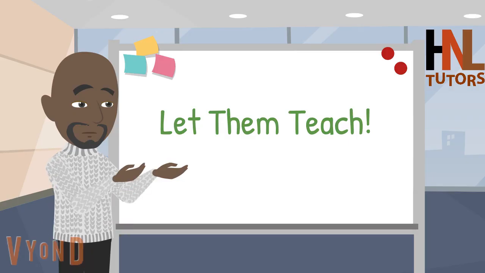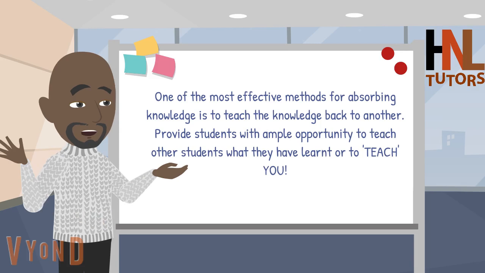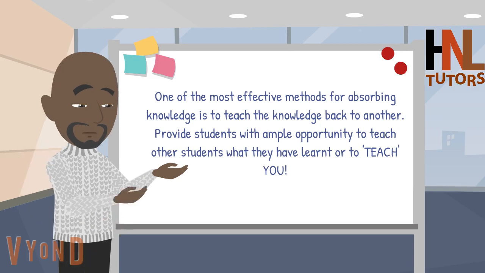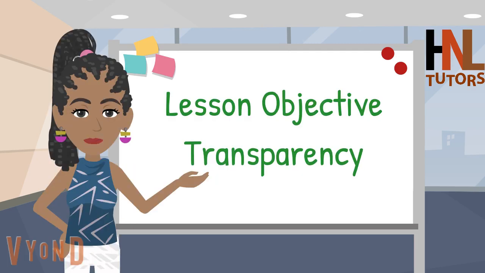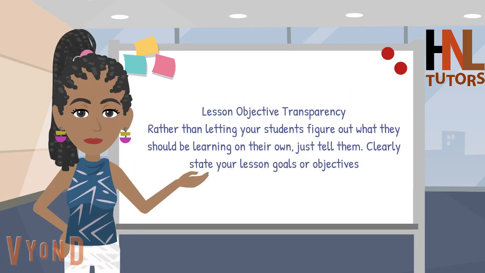Let them teach. One of the most effective methods for absorbing knowledge is to teach the knowledge back to another. Provide students with ample opportunity to teach other students what they have learned or to teach you. Lesson objective transparency. Rather than letting your students figure out what they should be learning on their own, just tell them. Clearly state your lesson goals or objectives.